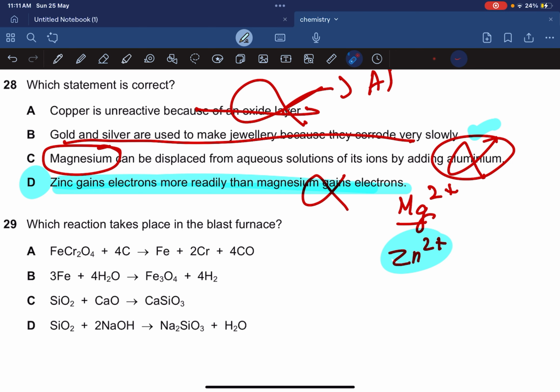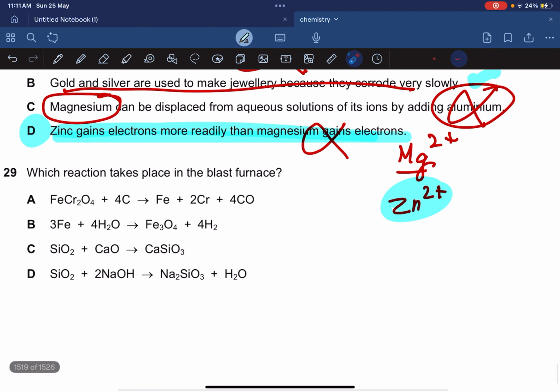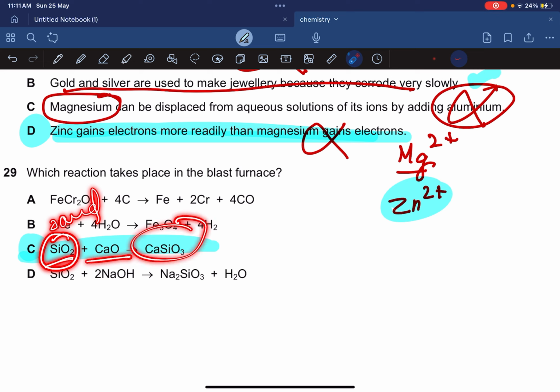Okay. Which reaction takes place in a blast furnace? Okay, definitely not this. Definitely not this. This one, yeah. Definitely not this. If you've learned the reaction, you know this one's a simple acid-base reaction. This one, silicon oxide, the sand or the impurities in the iron 3 oxide reacts with calcium oxide to form calcium silicate, which is also known as slag.